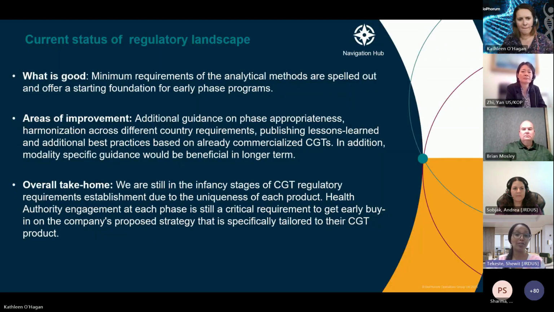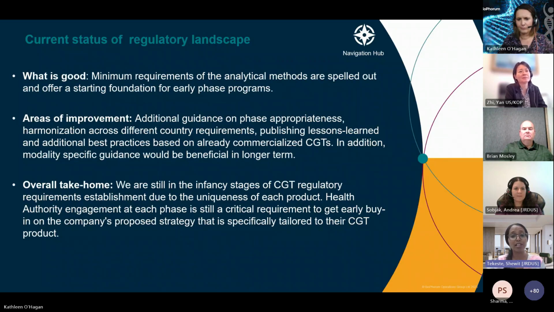So the good news, we all love good news, is that at least we have a minimum starting foundation for early phase programs. And as expected, with new modalities, there are always going to be challenging or new areas of improvement. So right now we have areas of improvement that can impact mid to late phase programs. One example of a major area is around the phase-appropriate potency requirement. The question arises: how do you know if your product-specific matrix strategy is indeed sufficient for filing?